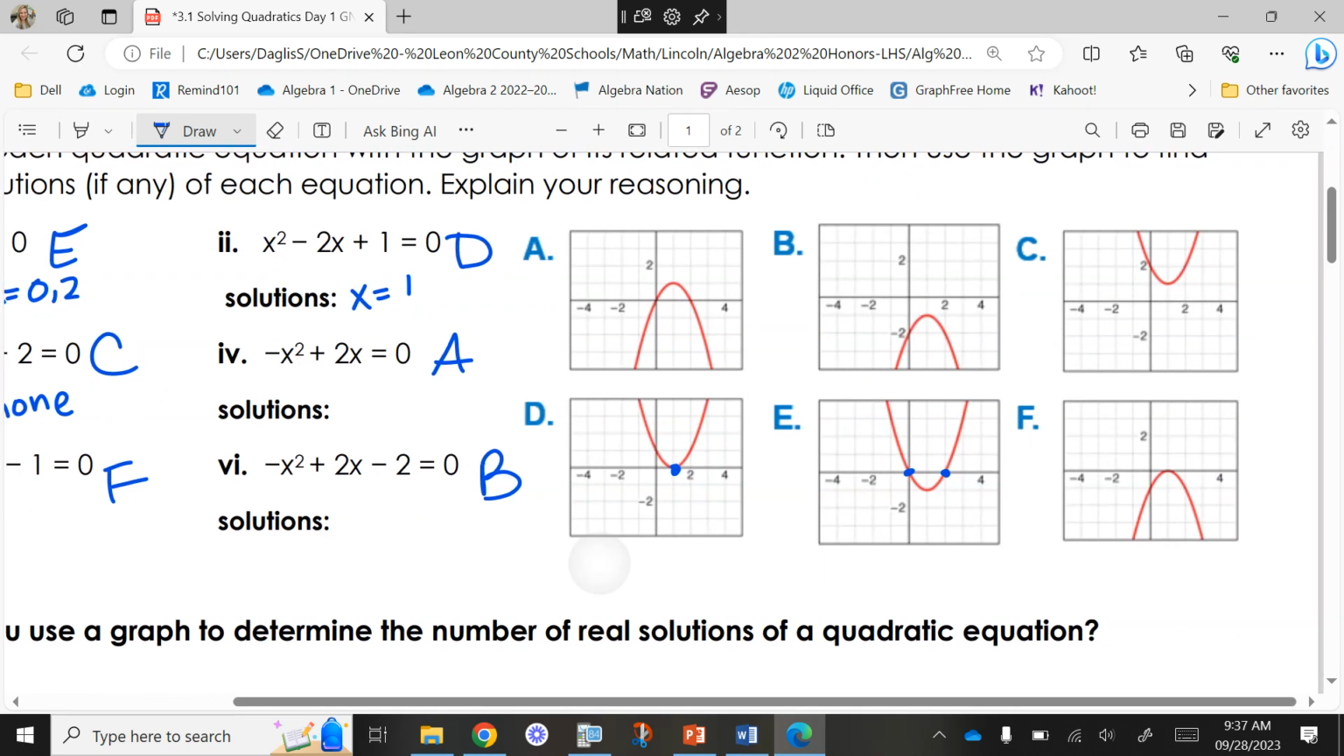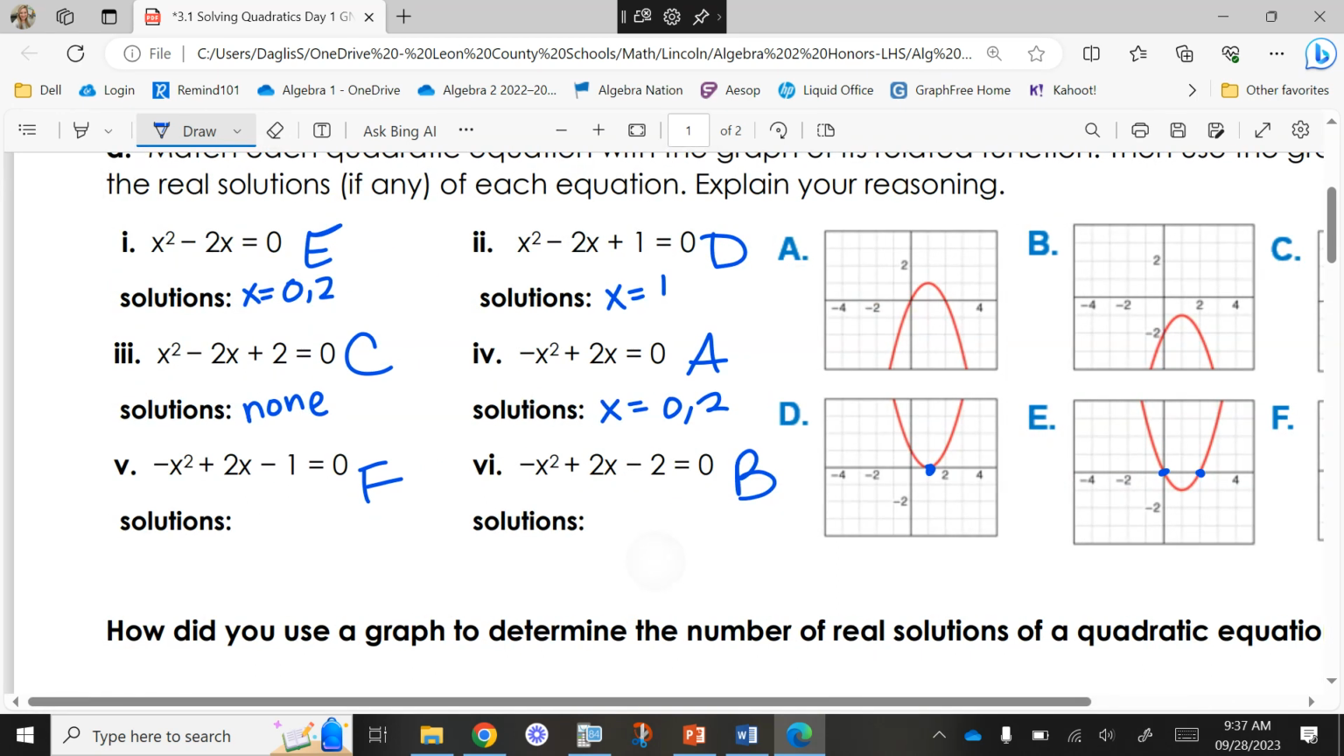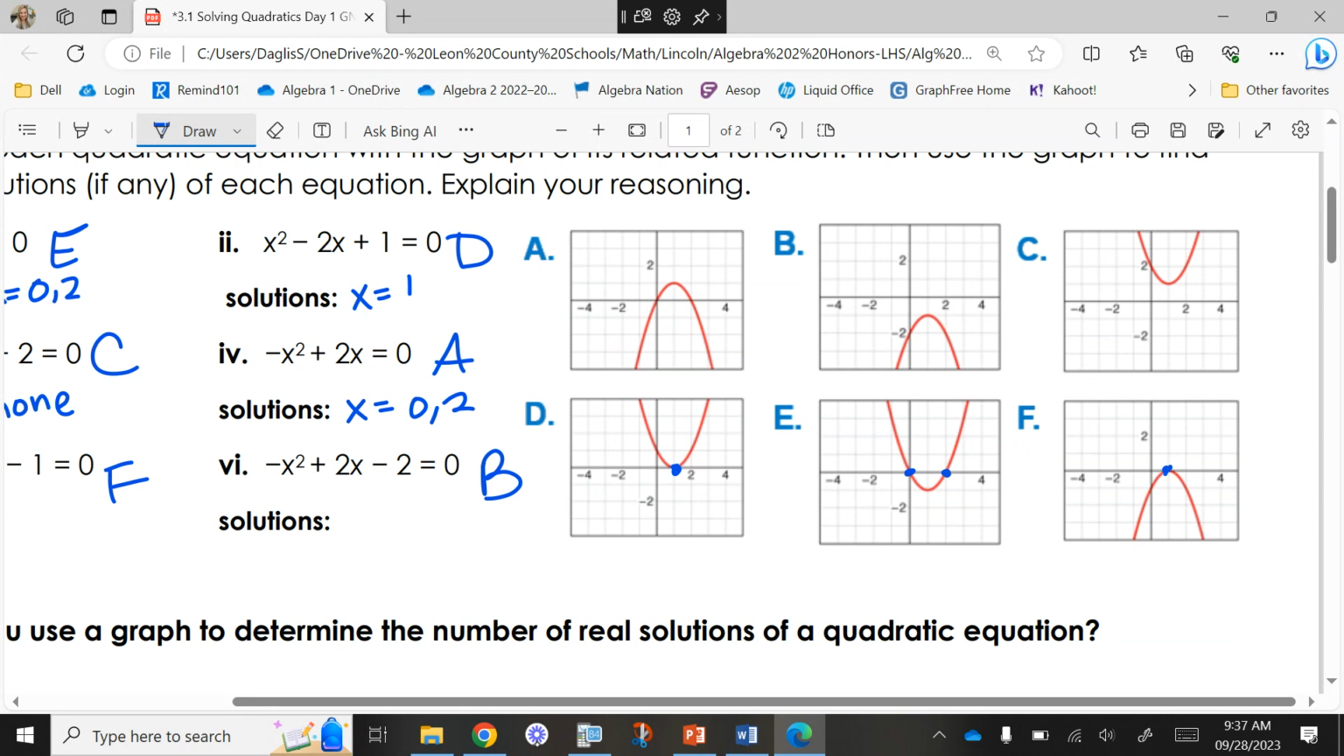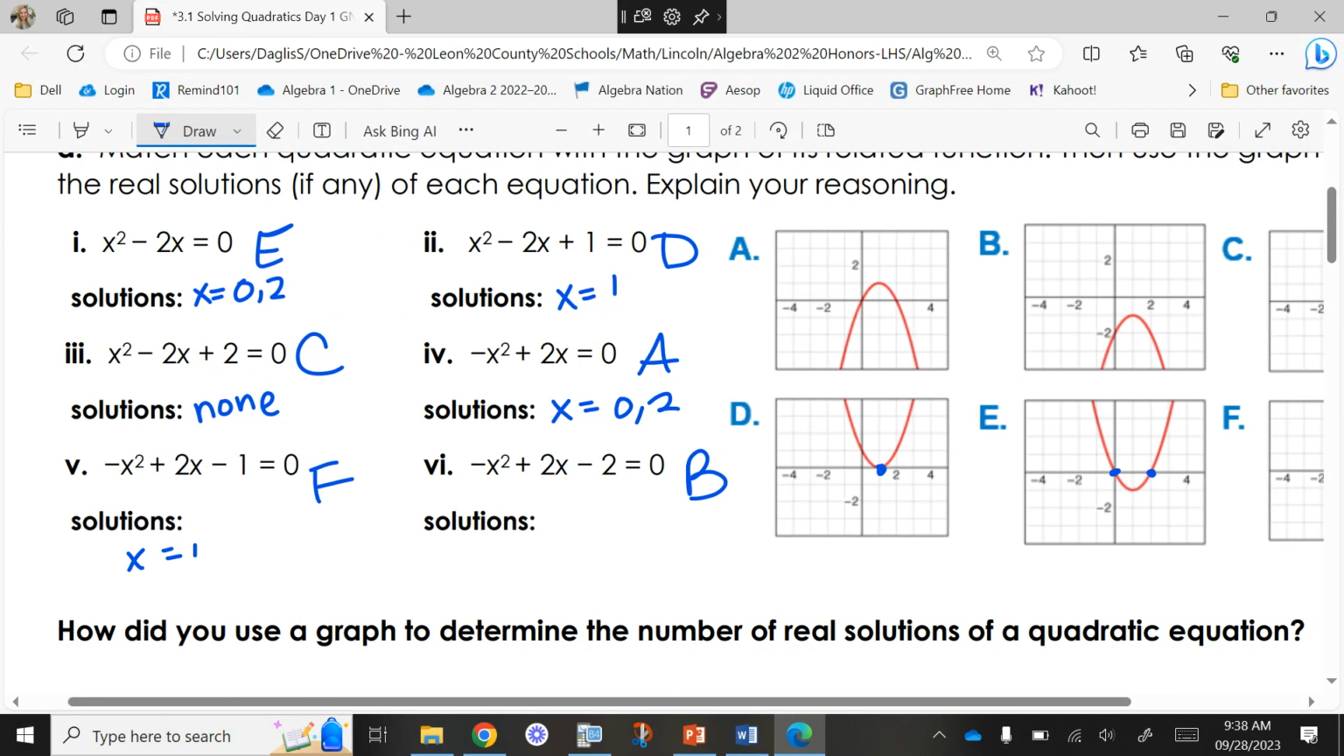All right, how about graph 4, which is graph A? 0 and 2 again. All right. Function 5. 1 again. And function 6. It's none. Good.